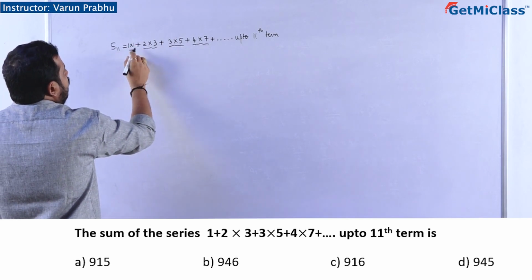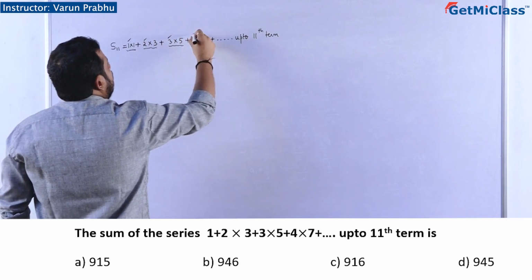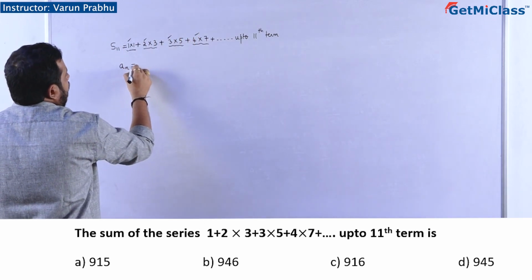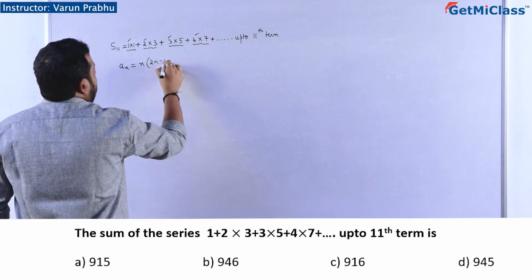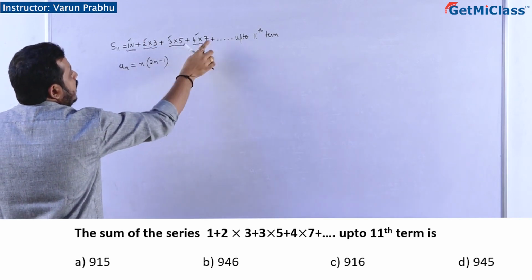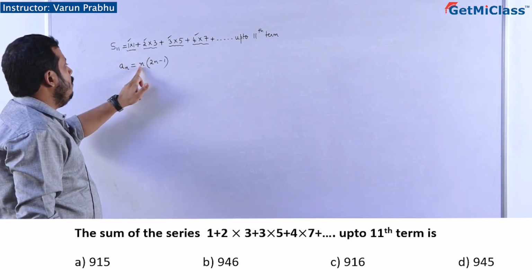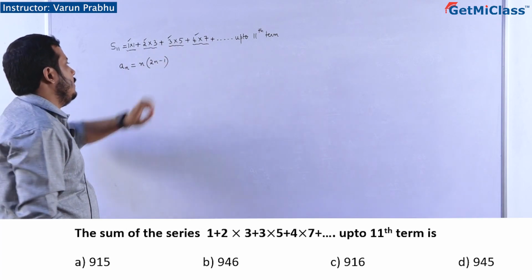If you concentrate on these terms, the first term, this term, this term, every term, I can write a general term that is equal to n into (2n minus 1), because these are all odd terms. Put n equal to 1: 2 into 1 minus 1 is 1. Put n equal to 2: 2 into 2, 4 minus 1, is 3. That's the second term, like this.